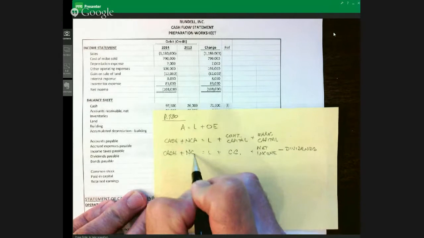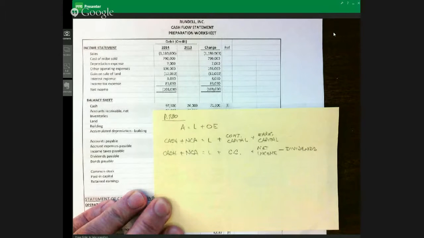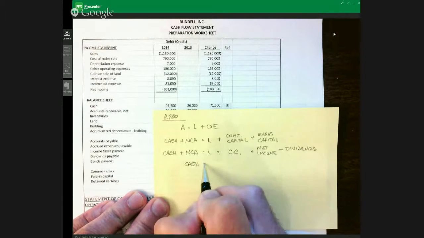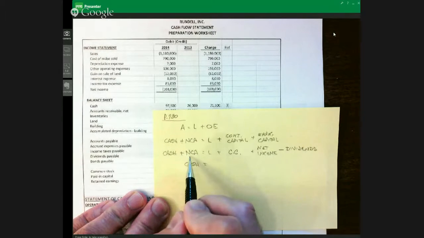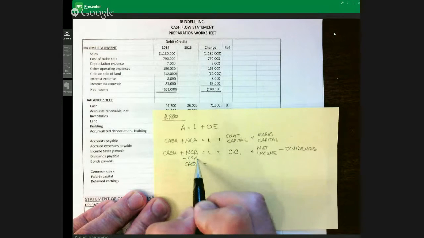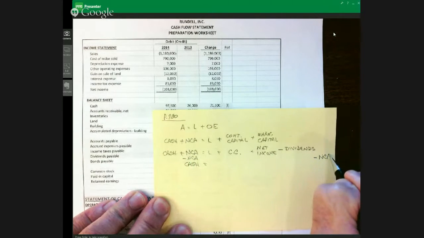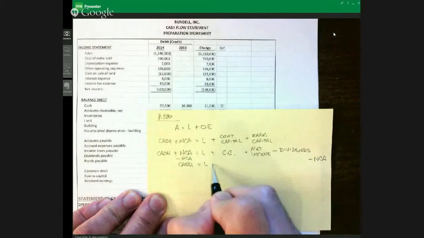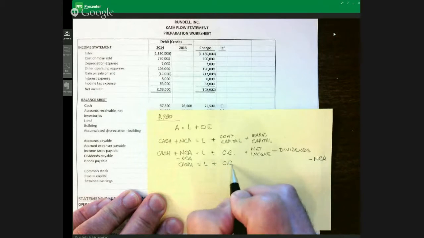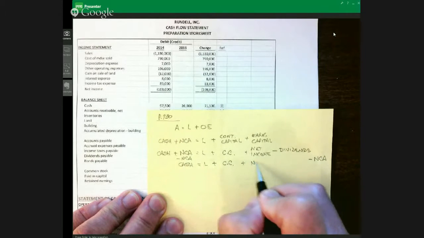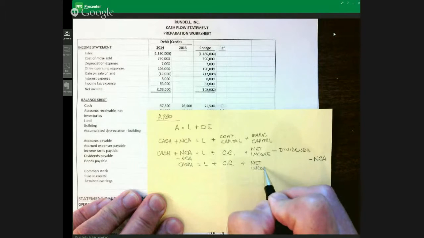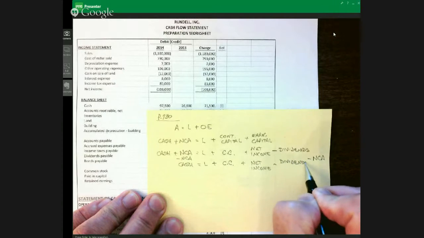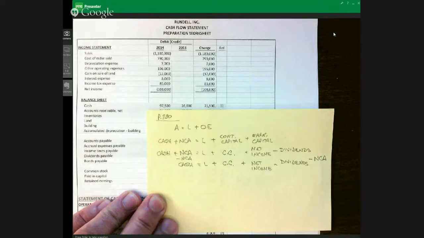Where are we going with all this? Well, we're trying to explain cash. So deducting the non-cash assets from both sides of this long equation will give us cash equal to liabilities plus contributed capital plus net income less dividends less non-cash assets.